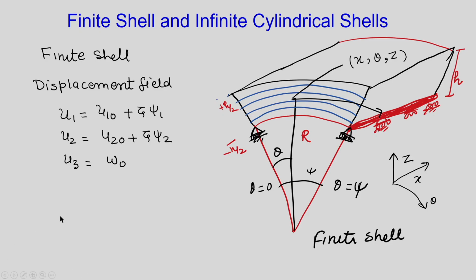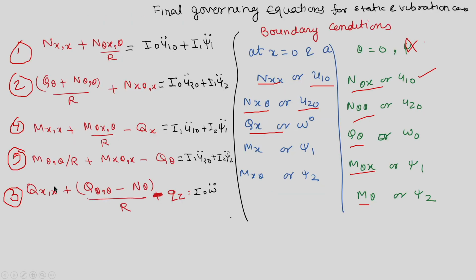In this lecture, I shall explain the solution technique and mixed type formulation of static bending of finite shell and free vibration of finite shell under Levy type support conditions. Previously, we have considered this finite shell with the displacements u1, u2 and u3, and these were the partial differential equations and boundary conditions.